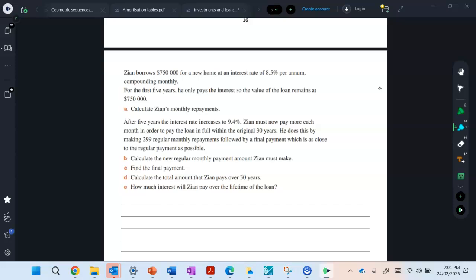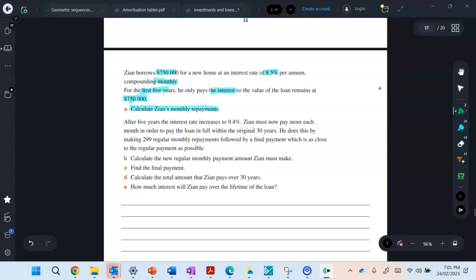So Zian borrows $750,000 for a new home, at 8.5% per annum, compounding monthly. For the first 5 years, he only pays the interest. All right, so it's an interest-only loan. So the value of the loan remains at $750,000. So I've got to calculate Zion's monthly payments.